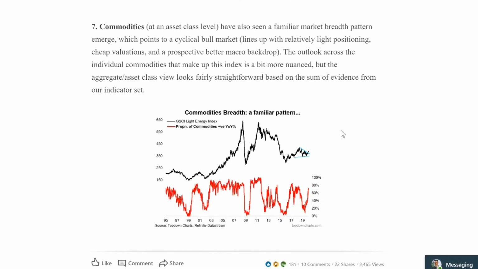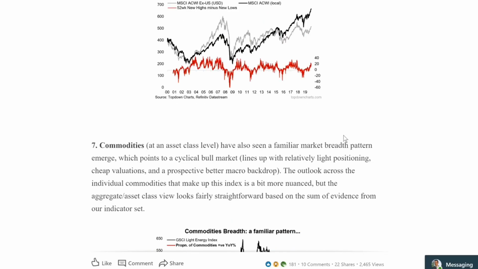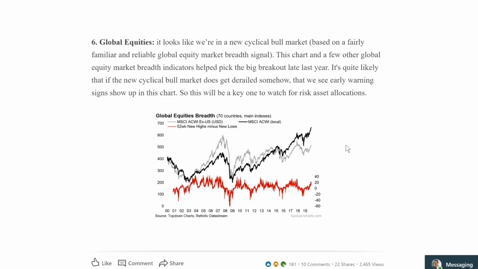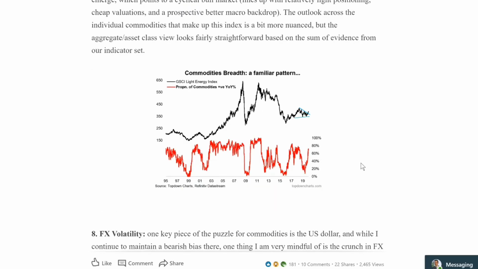Commodities, this is a really key chart, and quite similar conclusions, but slightly different from the previous one. So, commodities breadth, and again this is me taking a market breadth technique that we usually use in the stock market and applying it to commodities. This is looking at, I think it's about 22 components of the GSCI, which is the commodities index.